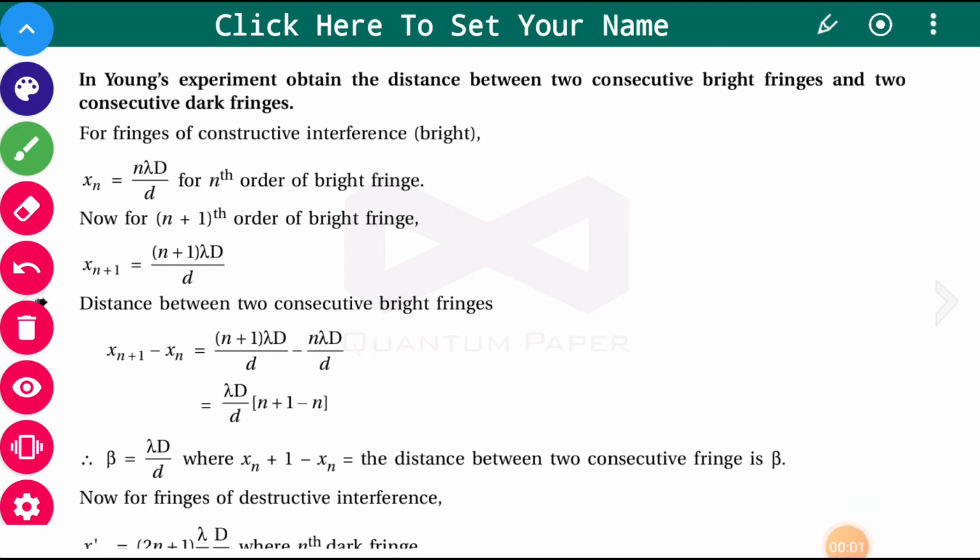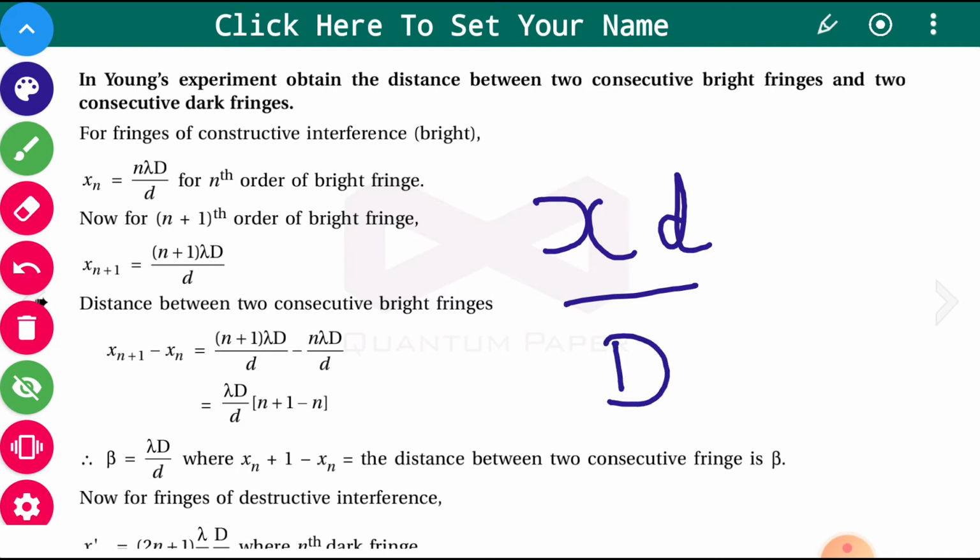Now we have discussed Young's experiment. In Young's experiment we will obtain the distance between two consecutive bright fringes and two consecutive dark fringes. See, we have derived this formula: xd upon D is equal to n lambda for constructive interference.